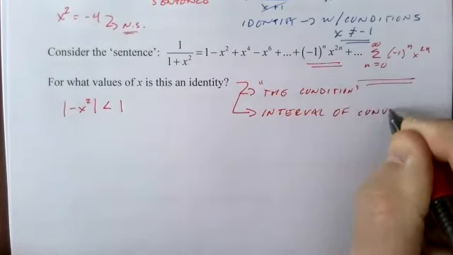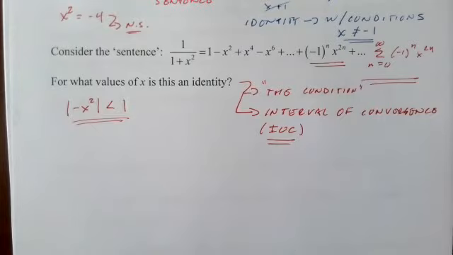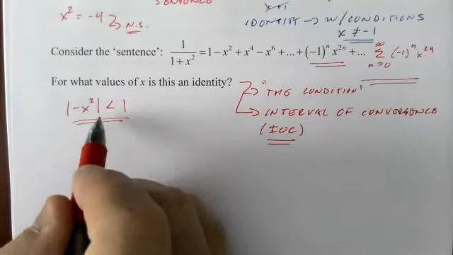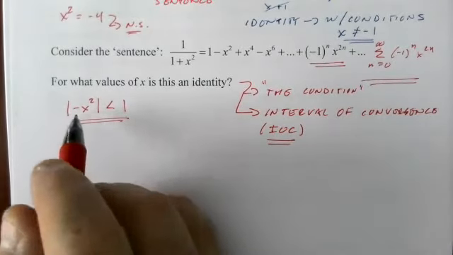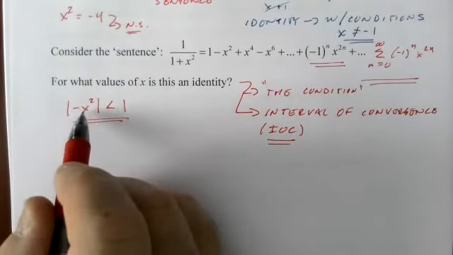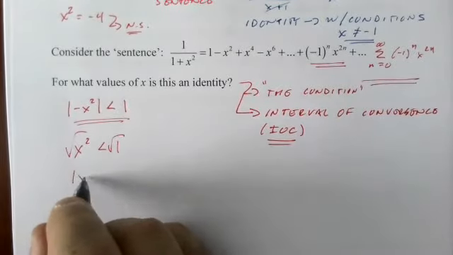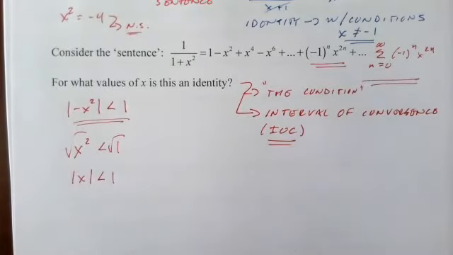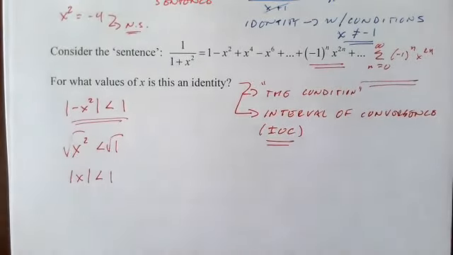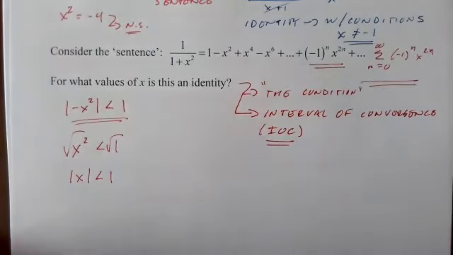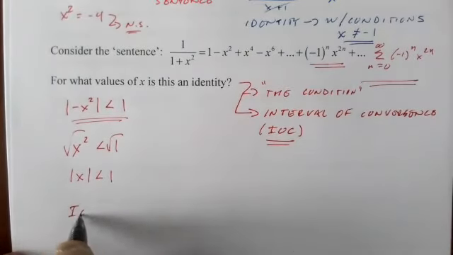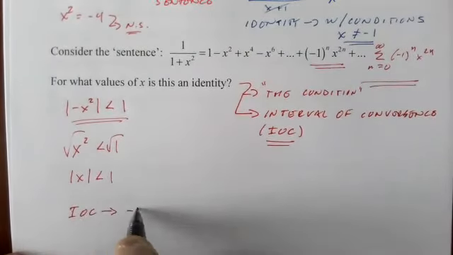All right, so -x squared has to be less than 1. It's going to be an absolute value, so it's basically x squared has to be less than 1. Take the square root, and we find out that absolute value of x is less than 1. It's the same thing, square root of x squared is the absolute value. All right, so it looks like the IOC is -1 less than x less than 1.